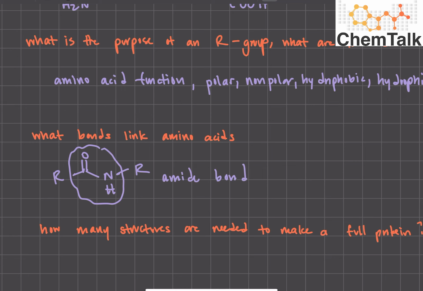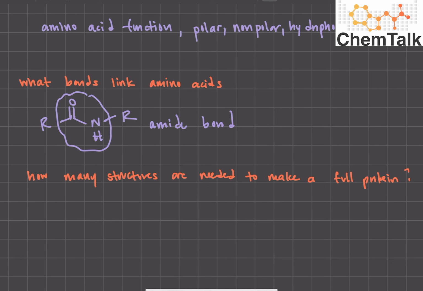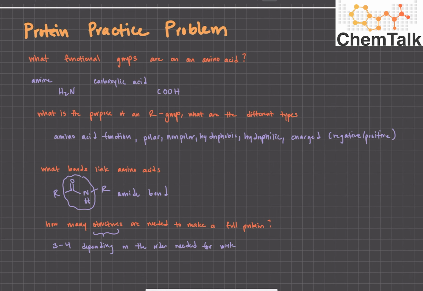And lastly, how many structures are needed to make a full protein? In this one, I just meant the number of stages. So you can say 3 to 4, depending on the order needed for work. As in, some proteins don't need to have a higher order, but some do, so 3 to 4 depending on that.